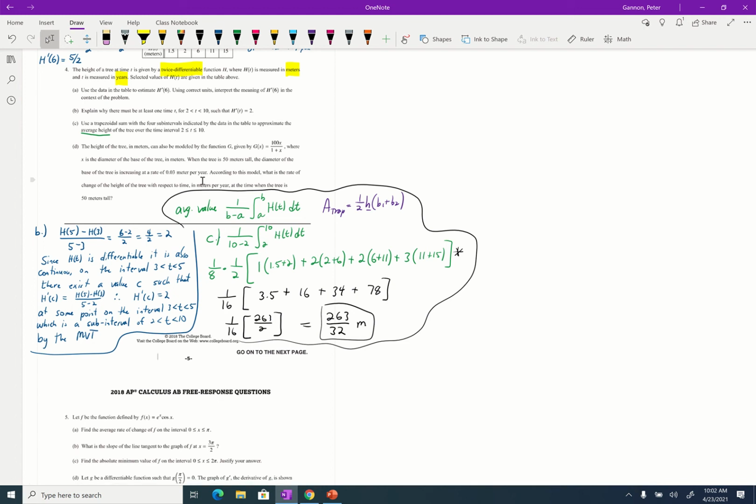All right, a lot of wording going on in that problem, but when you start to see the rate of change of the diameter, the rate of change of height, this is a related rates problem.